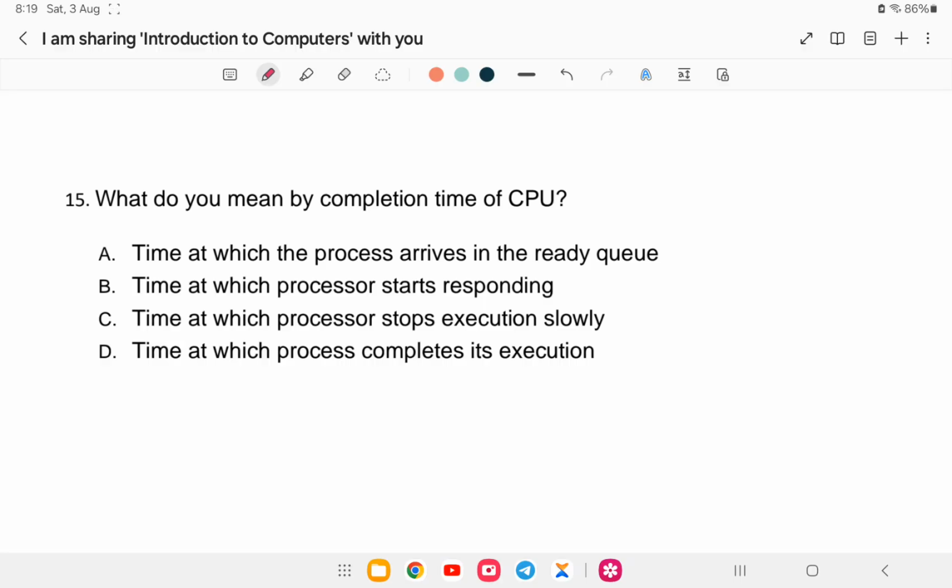What do you mean by completion time of CPU? So completion time of CPU is it A, time at which the process arrives in the ready queue, B, time at which processor starts responding, C, time at which processor stops execution, or D, time at which process completes its execution? So what is the answer? Completion time is option number D, that is time at which process completes its execution. So option number D is the correct answer. So let us go to the next question.